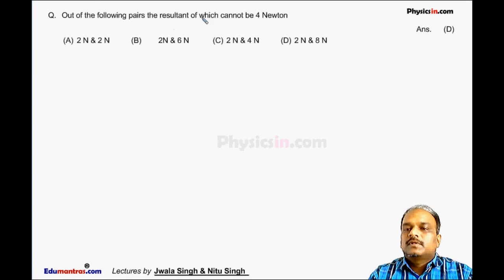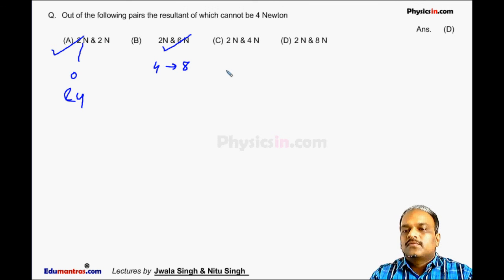Out of the following pairs, the resultant cannot be 4 Newton for which one? So we know the resultant of two forces, here 2 and 2, lies between 0 and 4. So it is possible it can give 4 Newton. For 2 and 6, the minimum value is 4 and the maximum is 8. So 4 is possible here also.